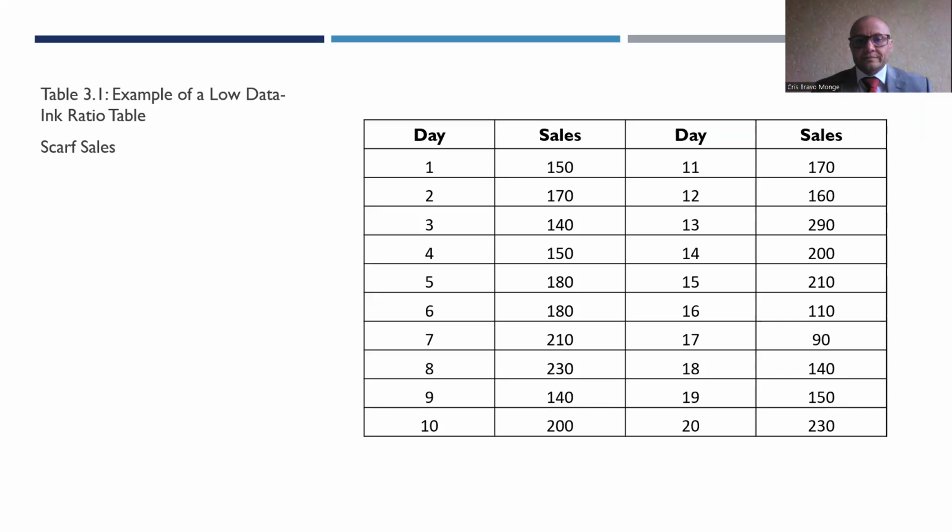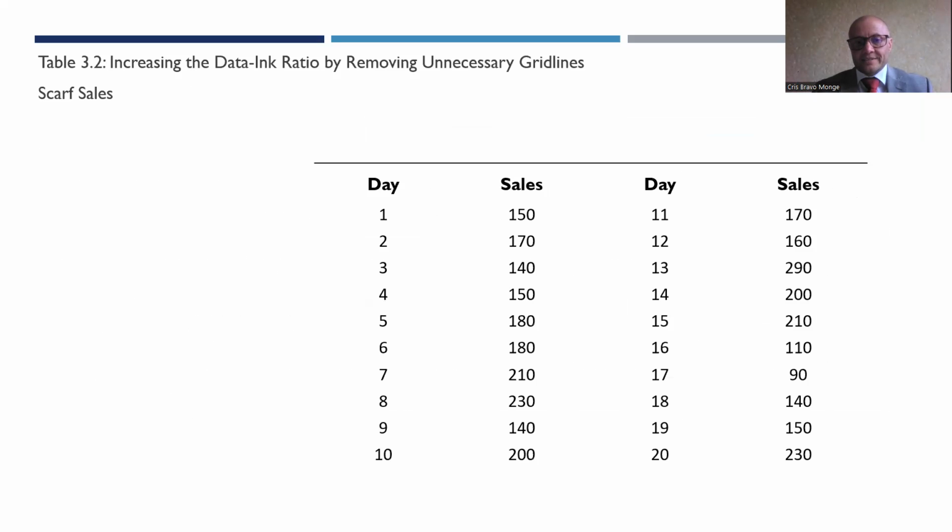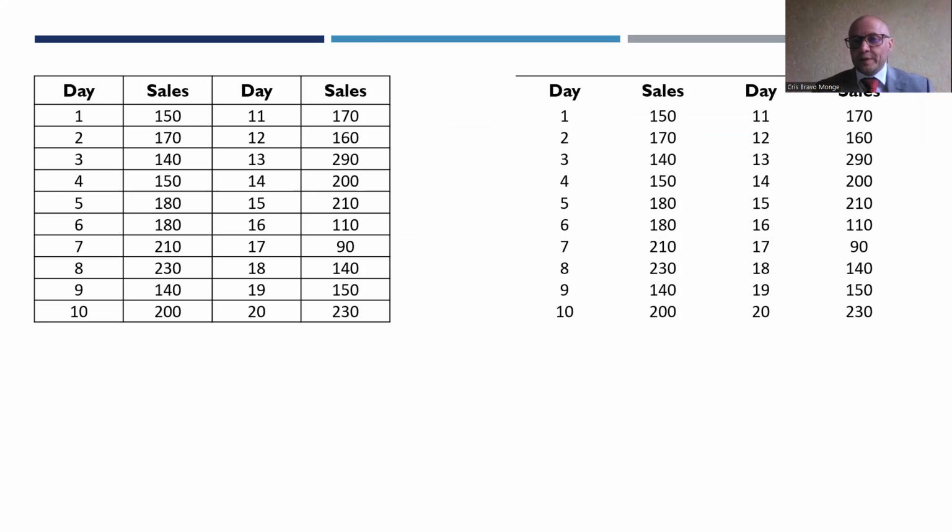In this example, directly from Excel, we would see every cell has a border. That is not necessary. As you can see in this example, this is better. We have reduced the data ink ratio. So it reads a little bit clearer. It's easier on the eye.